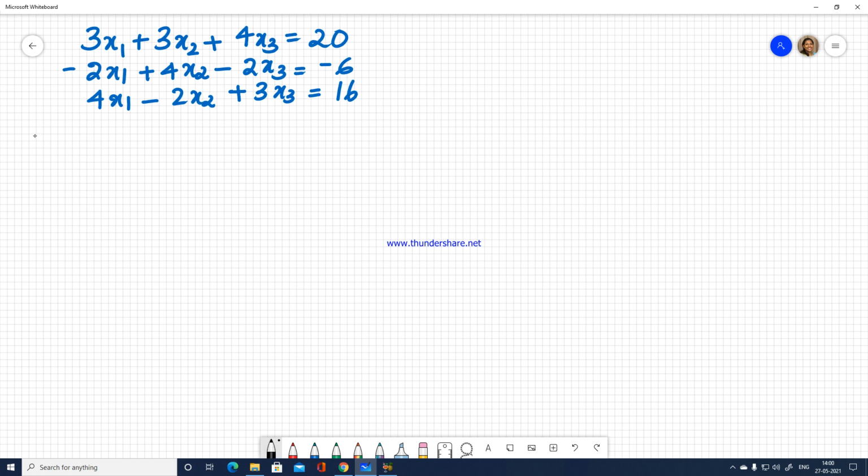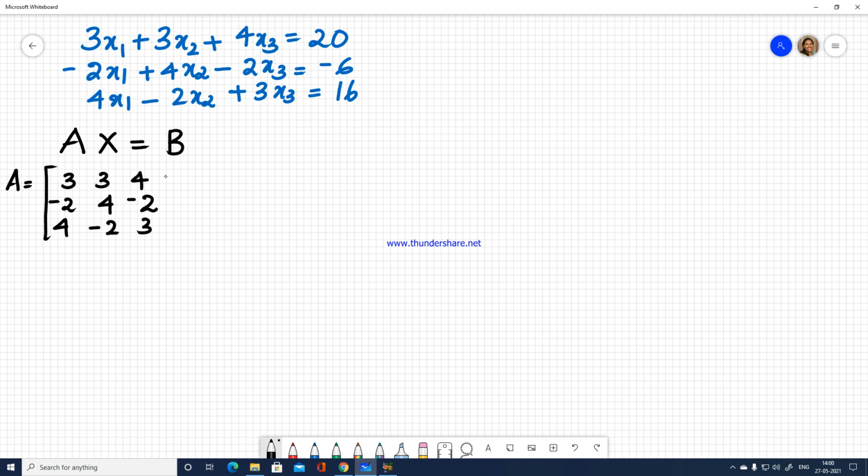The first thing you have to do is write it in this form: AX is equal to B. So A is equal to 3, 3, 4, minus 2, 4, minus 2, then 4, minus 2, 3. Then X is equal to, in a column matrix, x1, x2 and x3. Then B is equal to 20, minus 6 and 16.